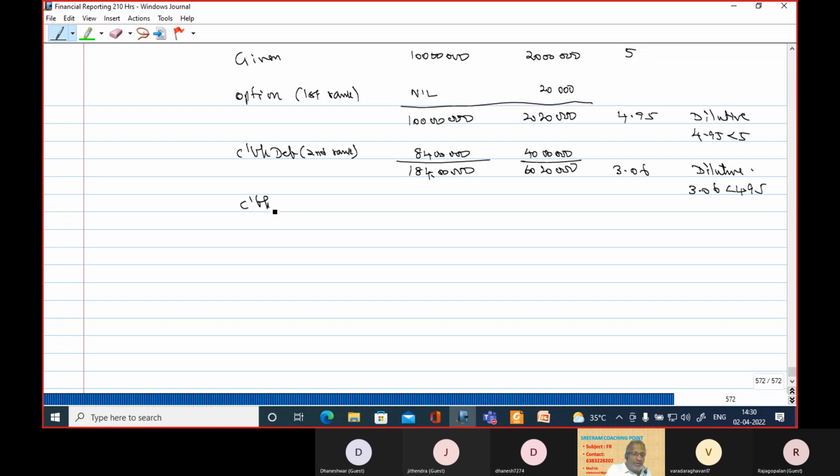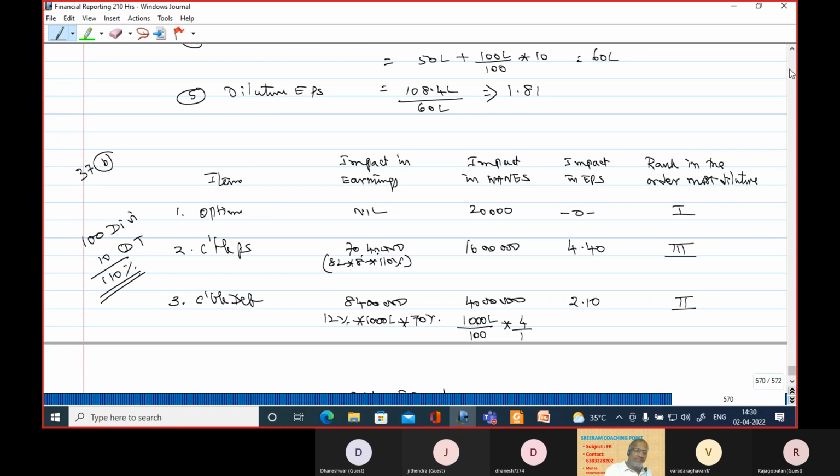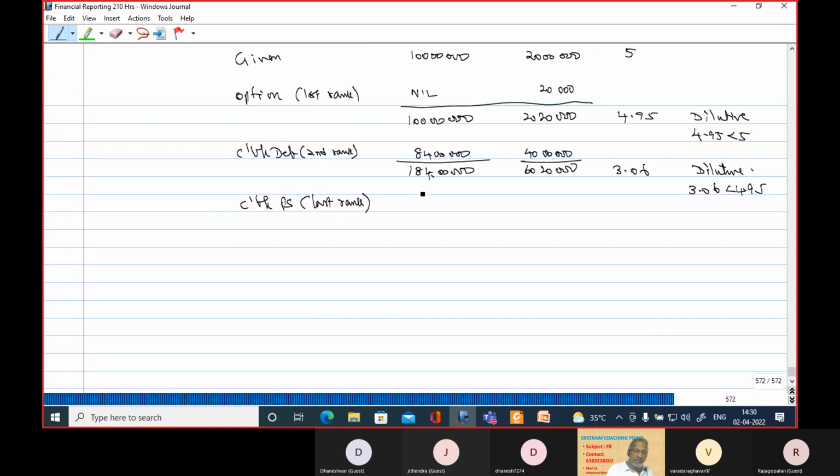Then convertible preference shares, last rank. What sort of impact is this causing? 70 lakhs, 40,000, and it is 16 lakhs. Am I right? So 254 lakhs 40,000 divided by 76 lakhs 20,000. It should give you 3.39, which is anti-dilutive.